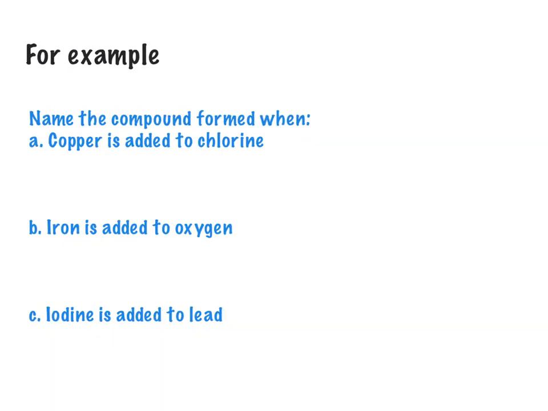Alright, first of all we've got to look at which part is the metal and which part's a non-metal, and work from there. So if we think about it, we have copper and chlorine. Copper is the metal part, so it becomes first. So we have copper. Chlorine is the second part, and we saw on the last slide that chlorine becomes chlor-IDE, chloride.